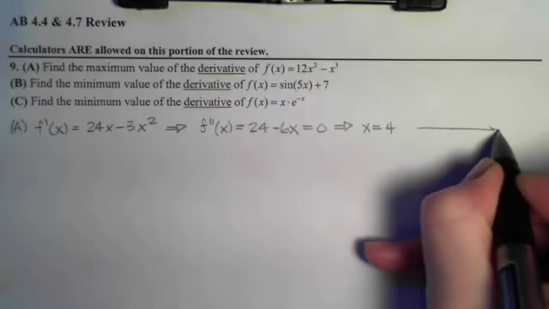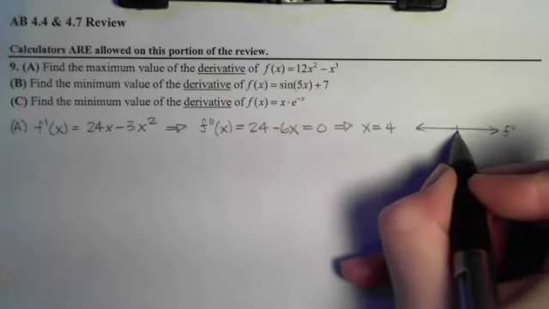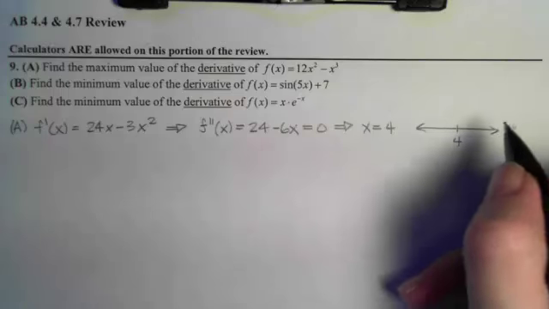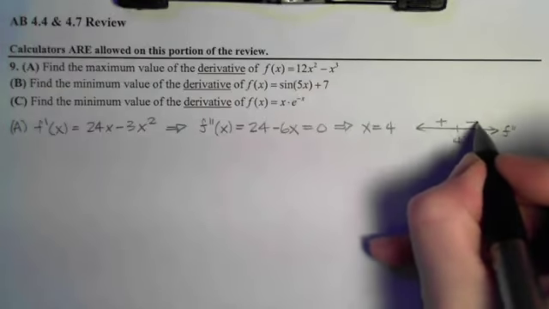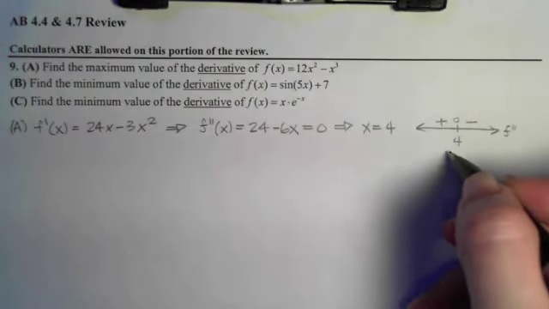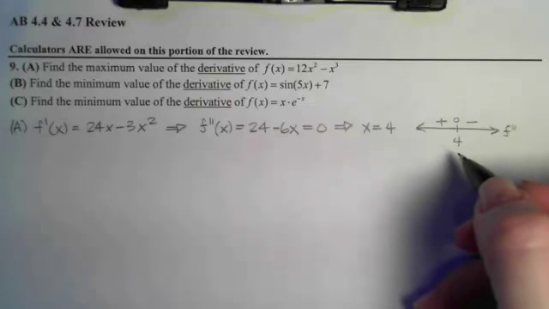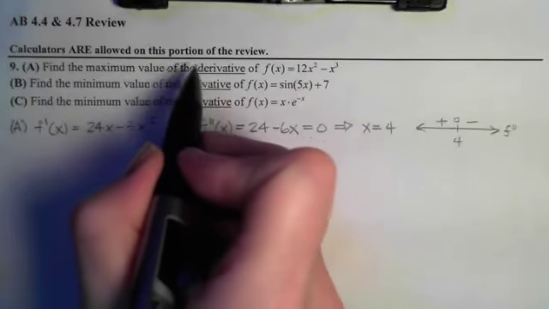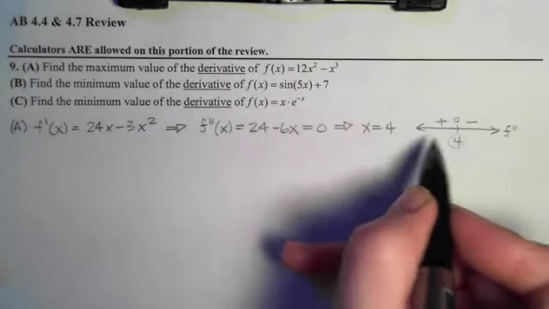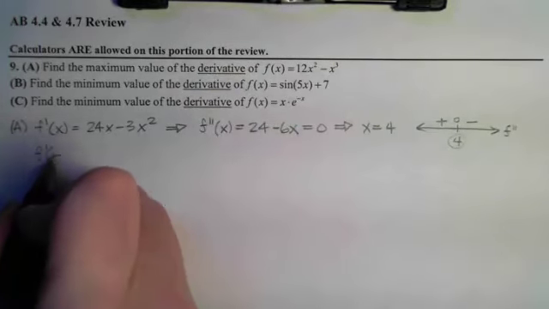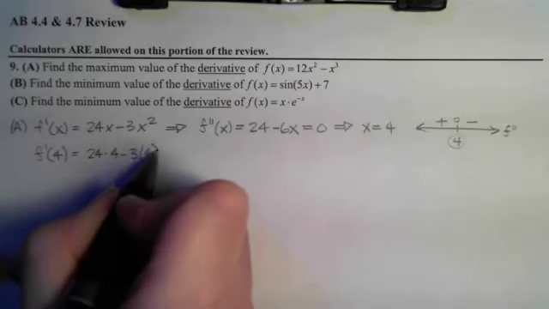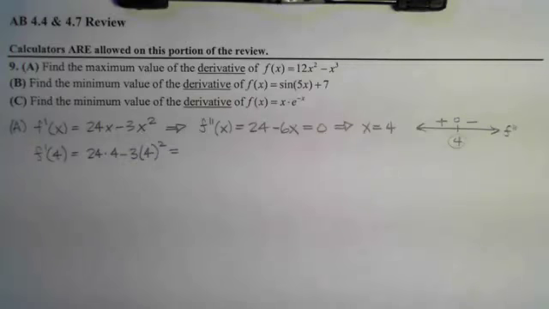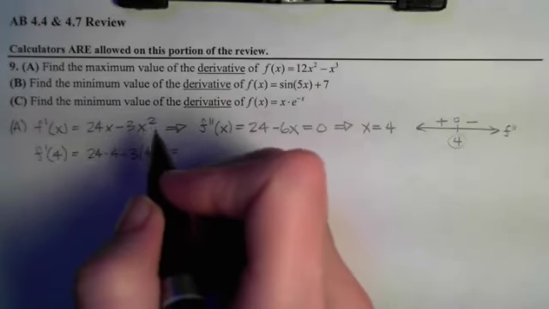So let's verify really quickly that f double prime changes from positive to negative. Prior to 4, say at 0, that's a positive number. After, say at 20, that's going to be a negative. So we did indeed get a maximum on f prime at x equals 4. The question is, what's the maximum value of the derivative? So I've got to take that 4 and plug it into the derivative. So f prime of 4 will be 24 times 4 minus 3 times 4 squared, which ends up equaling 48.